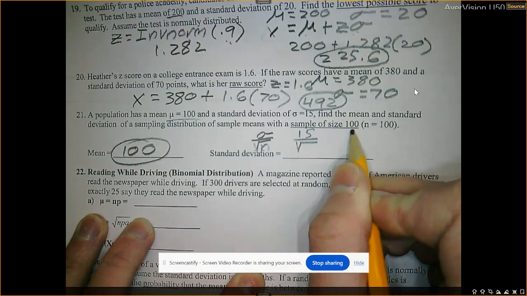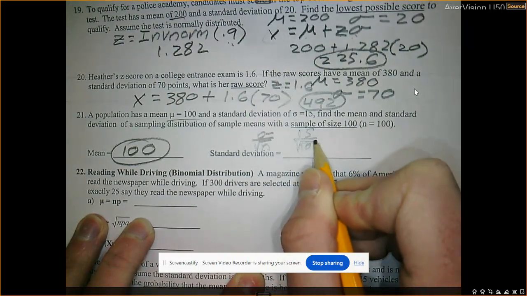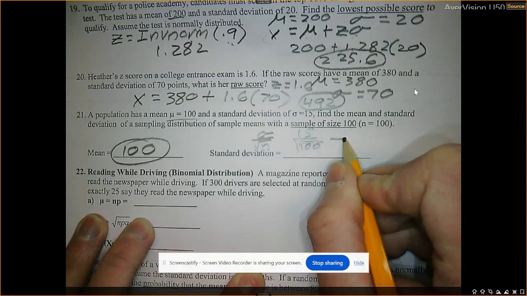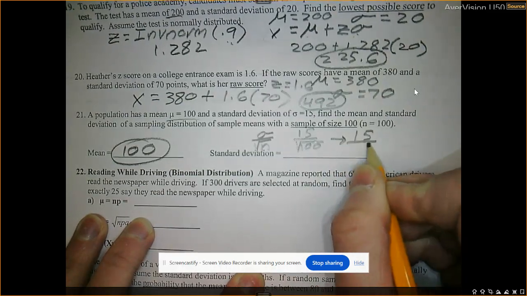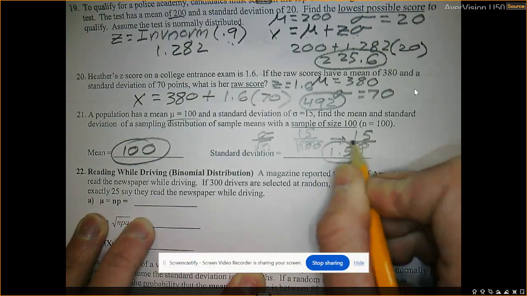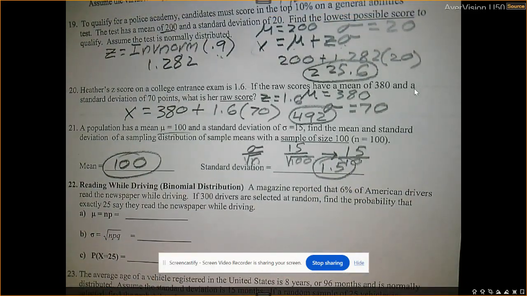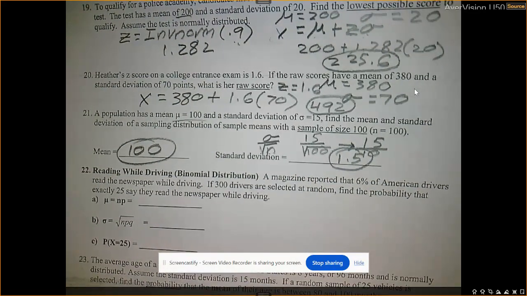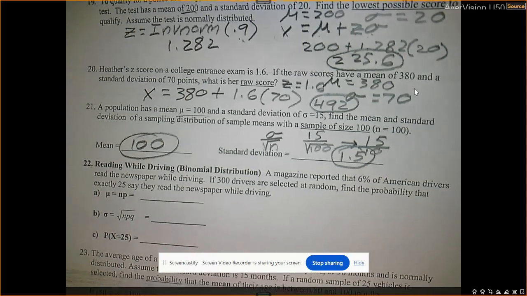Well, n is the sample size of 100. That's the square root of 100, which is really just going to be 15 divided by 10. What is 15 divided by 10? That's 1.5. That's your standard deviation for the sampling distribution of the sample means.